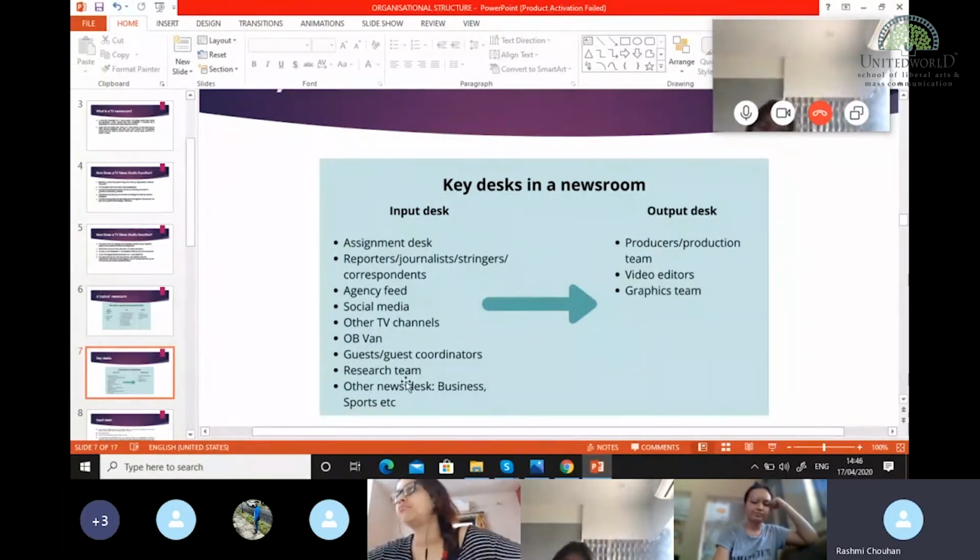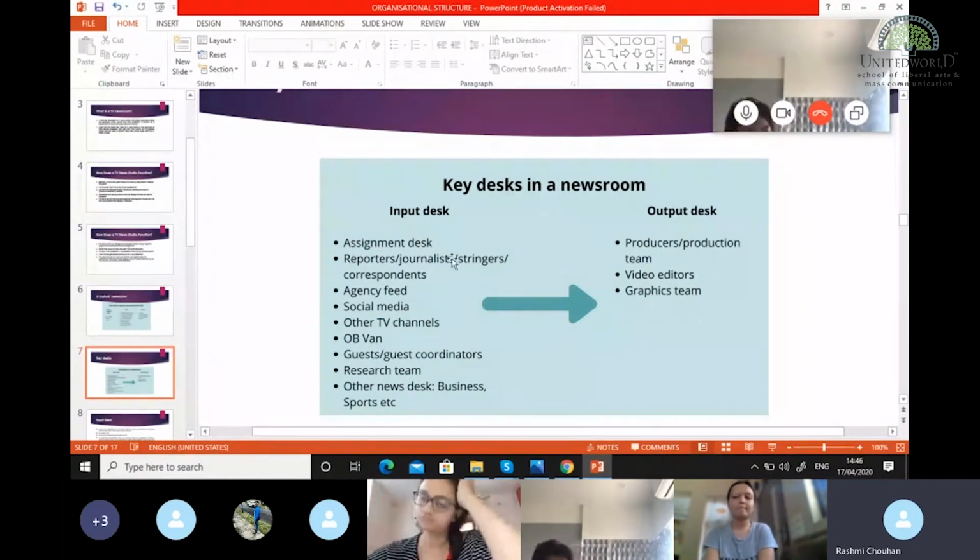Research team. Now it's not necessary that every channel has a research team, but for example, when I was working in a business news channel, we had a research team because we needed that niche crowd to cater to the information that comes in, because those are not general information, right? And then we have the other news desk. So in detail, we are going to discuss a couple of desks.